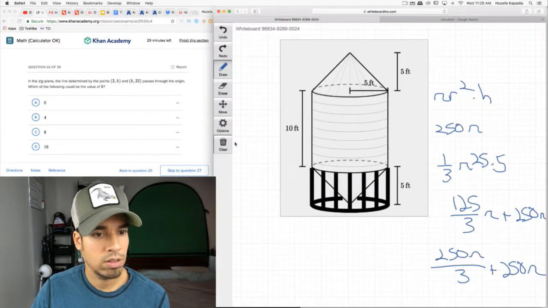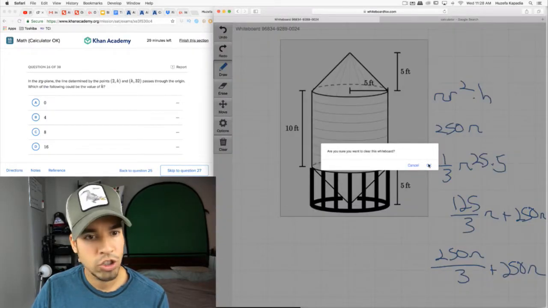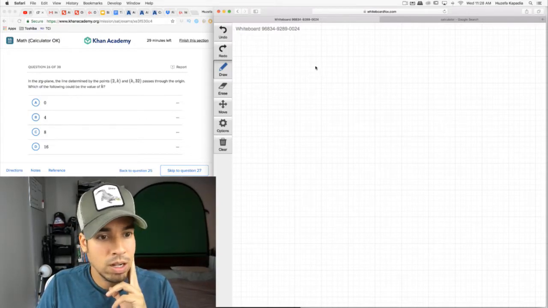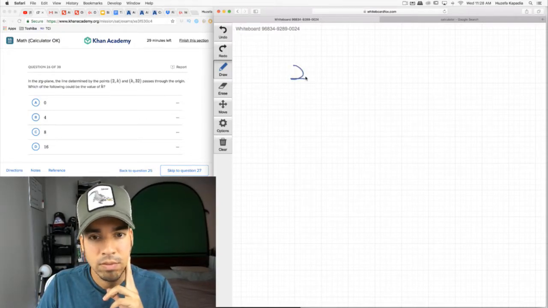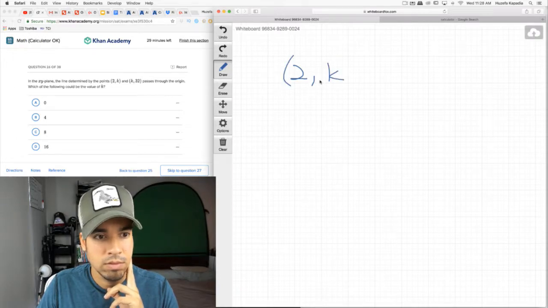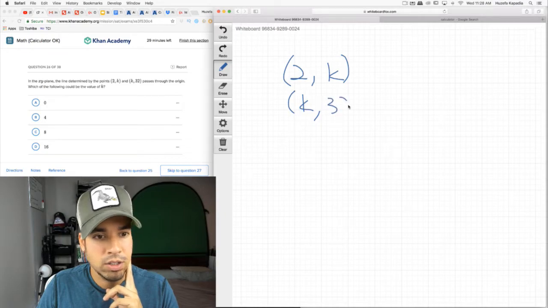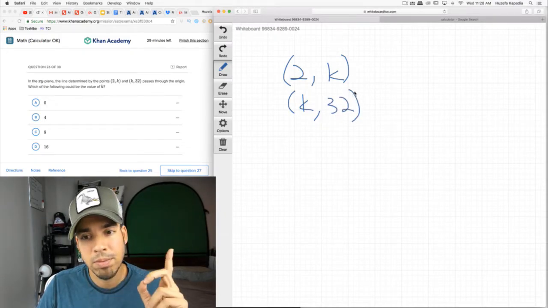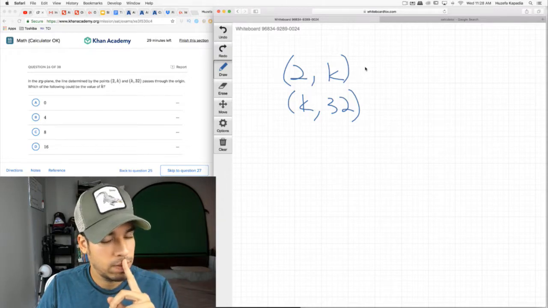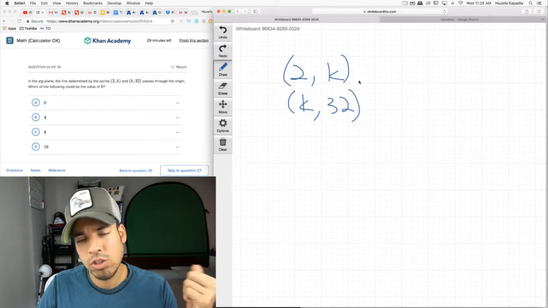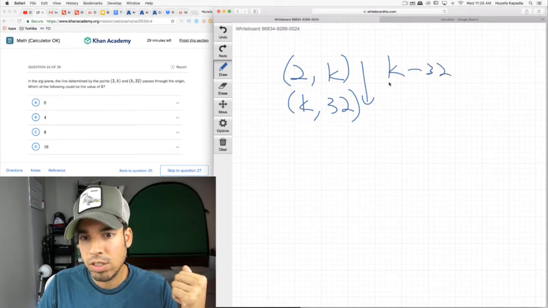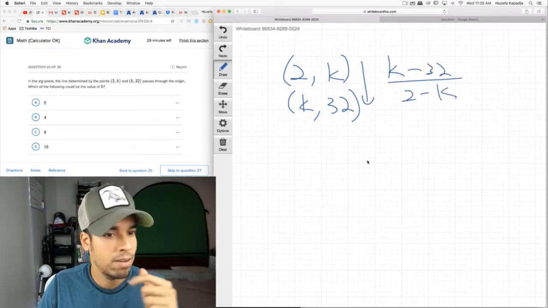Next, the line determined by the points (2, k) and (k, 32) passes through the origin. Which of the following could be the value of k? Well, so let's figure out the slope, maybe. Wait, I'm not sure. Okay, well, let's try it this way. So my slope, if we subtract down, is k minus 32 over 2 minus k.